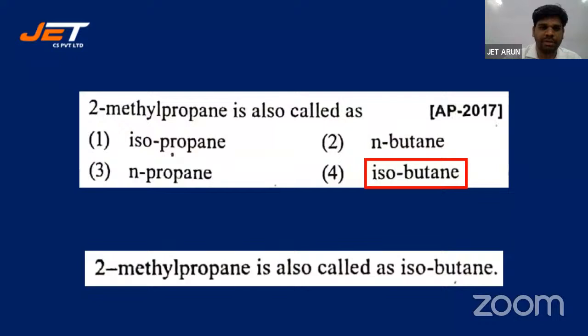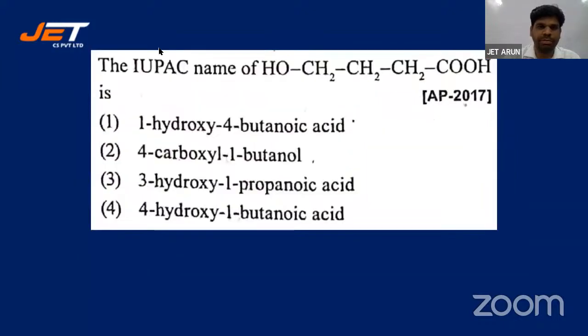Let's go for the next one. Okay, IUPAC name of this molecule is 1-hydroxy 4-butanoic acid, 4-carboxyl 1-butanol, 3-hydroxy 1-propanoic acid, 4-hydroxy 1-butanoic acid.